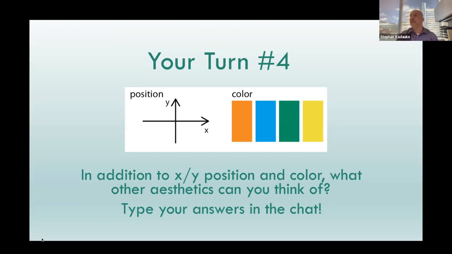Yeah, shape is definitely an aesthetic. Not sure what you mean by sex. I think sex may be a column in a data frame that you're thinking of, but that's not an aesthetic. Group is an interesting idea. I'm gonna come back to that later. Width could be an aesthetic. So border and fonts are not actually aesthetics, and I'll explain why. Fill, yes. Size, shape, fill. Yep. Okay. So alpha, that's a good one.